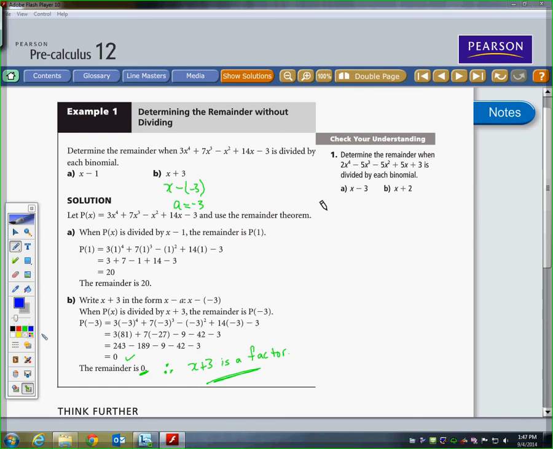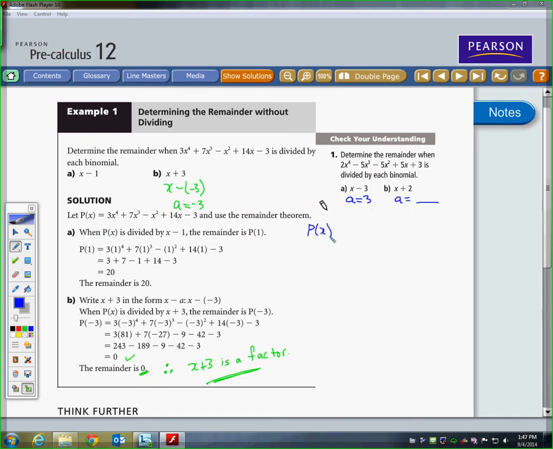I'm going to switch back to blue. Let's do the check your understanding 1a. Determine the remainder when this polynomial is divided by each binomial. So in this one, I'm just going to remind myself that a is going to be equal to 3 for our first example. For your example that you're going to be doing on your own, a will be equal to, let's see if you can figure that one out. I'm going to use the same p of x.